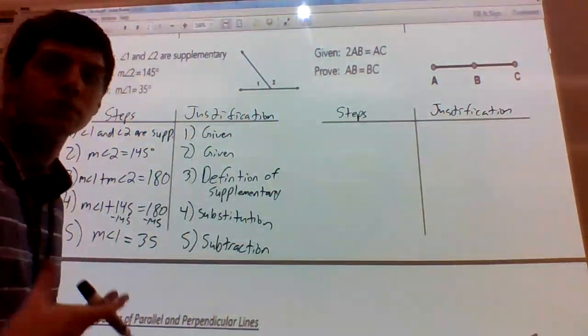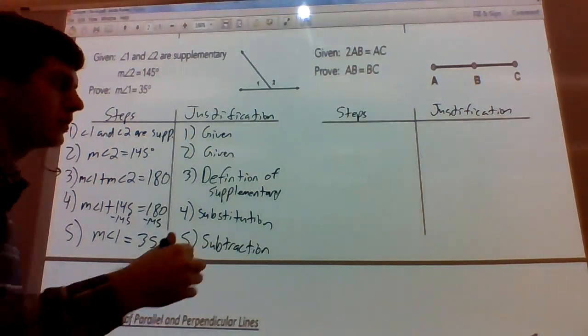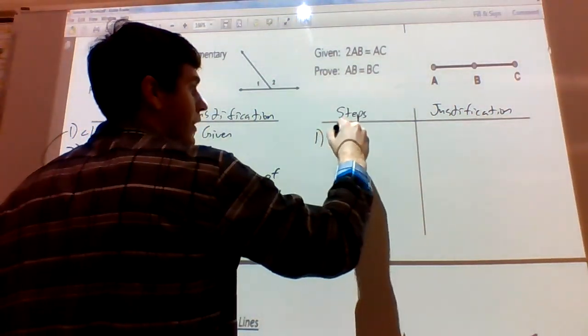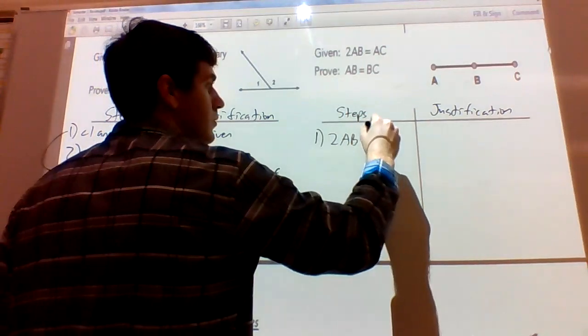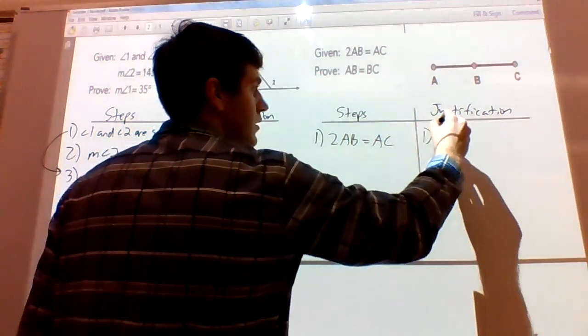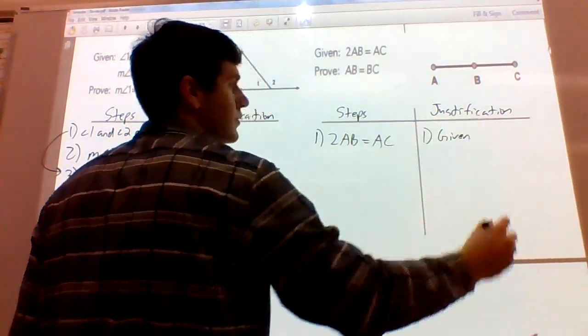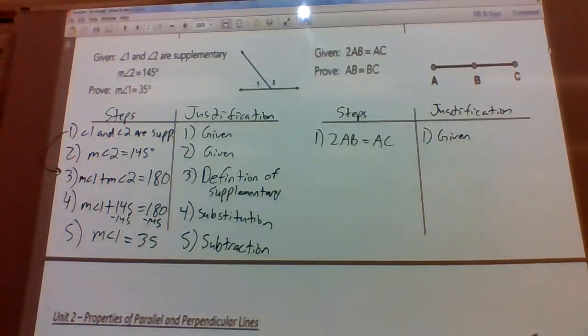So given is our first step in every proof. So step 1, 2AB equals AC, and that is given. And we want to prove that AB is equal to BC. The distance from A to B is equal to the distance from B to C.